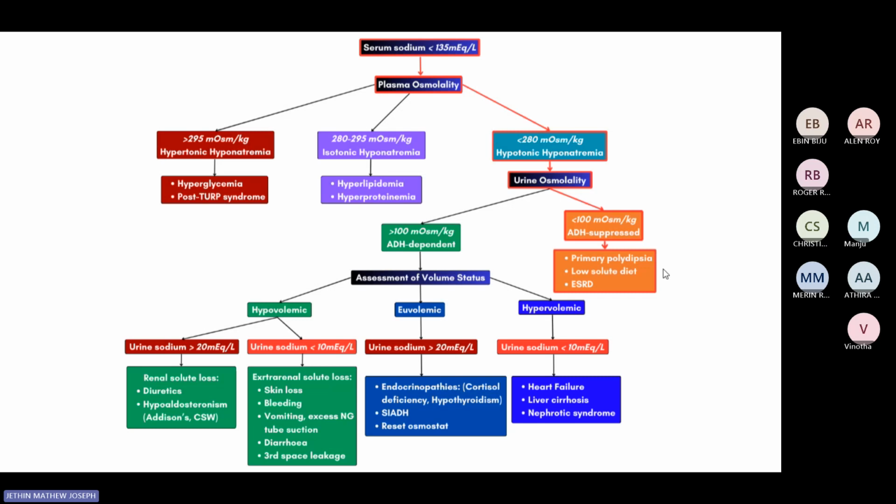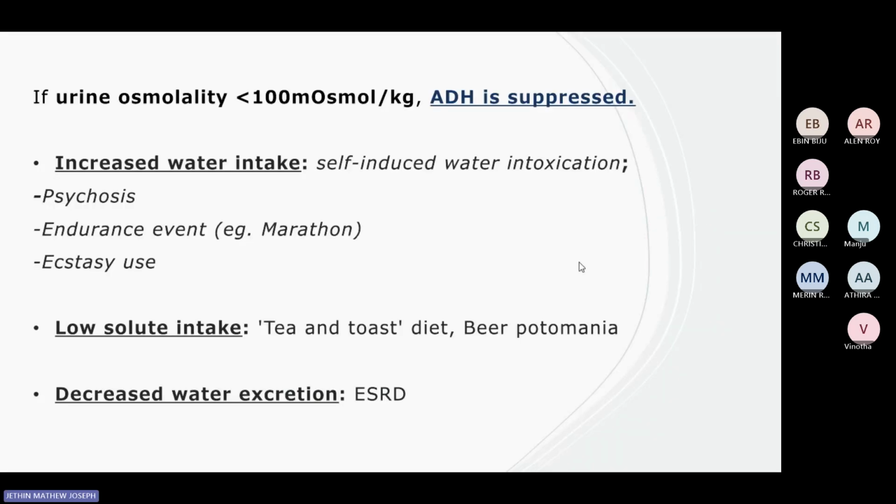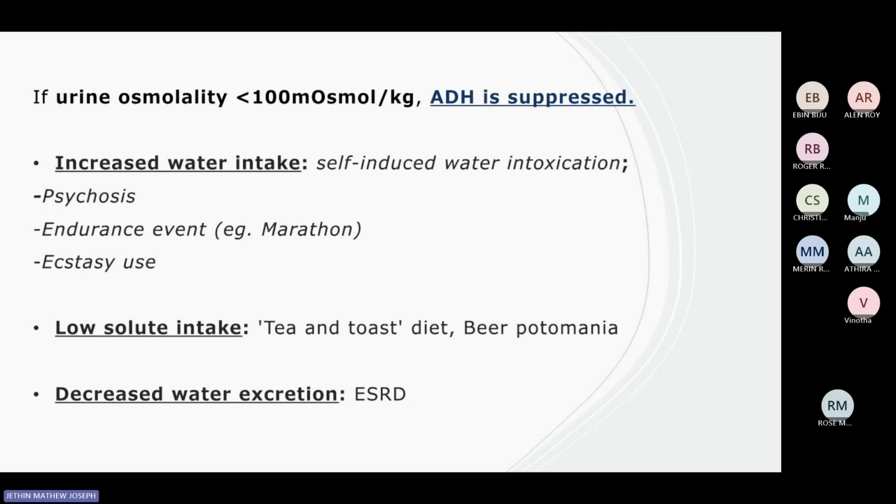So what are the causes for hypotonic hyponatremia where your urine osmolality is low? If urine osmolality is low, less than 100, ADH is suppressed. So causes, as broad headings, would be increased water intake, low solute intake, and decreased water excretion. First we'll talk about increased water intake. Increased water intake is self-explanatory, like if you take a high volume of water. This is otherwise called self-induced water intoxication.